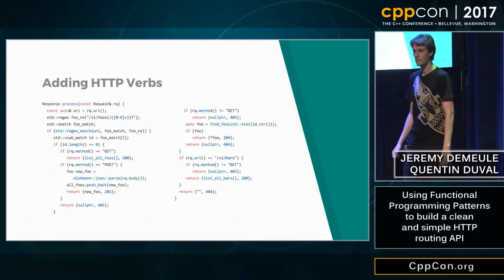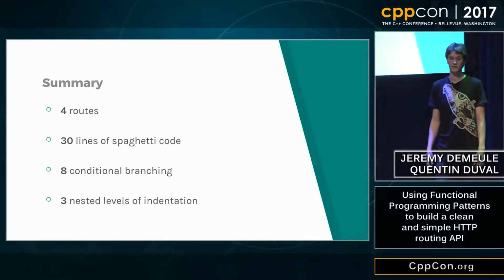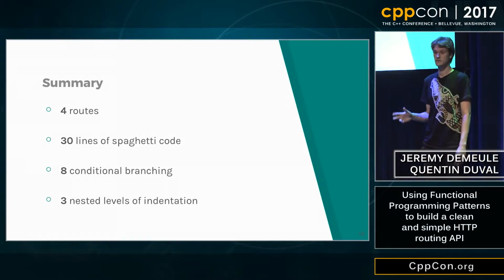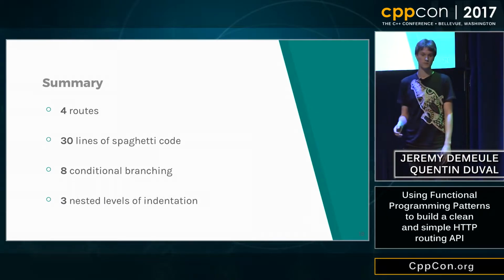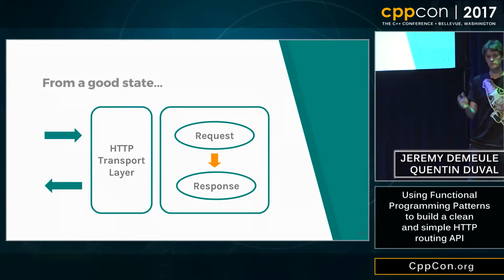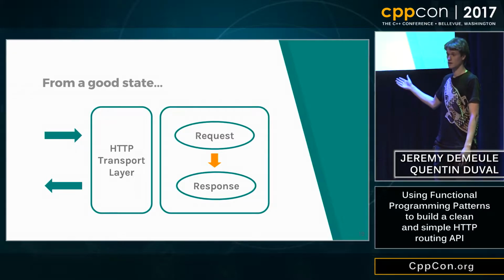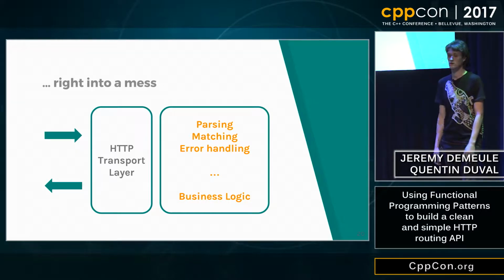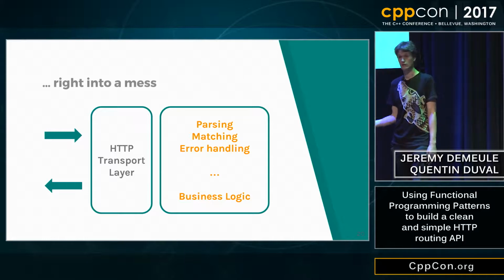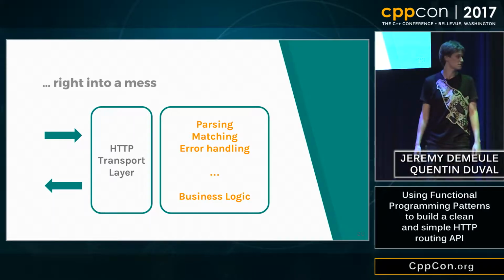Let's look at numbers. We just have 4 routes to serve, and we already have 30 lines of code, 8 conditional branches, and 3 nested levels of indentation. So this is a mess. We started from a pretty simple architecture, where we were supposed to transform requests into responses, and we ended up with this mess, in which we have parsing, matching, error handling, and some business code. Yeah, I think we are missing something.